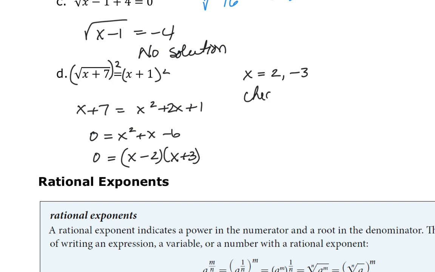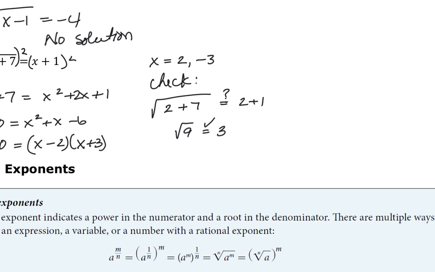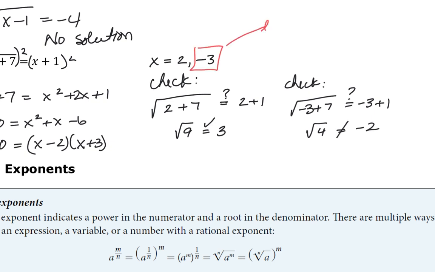Now I'm going to do the check. The square root of 2 plus 7, does that equal 2 plus 1? Well, this is the square root of 9. That does indeed equal 3. So we know that one checks. Now I'm going to check the other one. The square root of negative 3 plus 7, does that equal negative 3 plus 1? Well, on the left-hand side, I'm going to get the square root of 4. On the right-hand side, I'm going to get negative 2. That does not check. So this is extraneous.